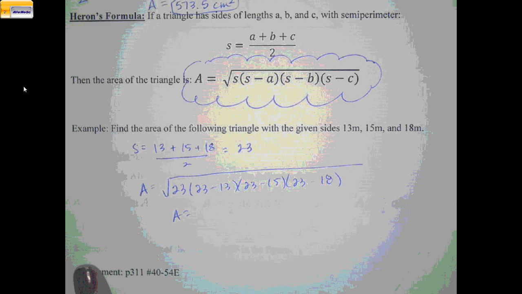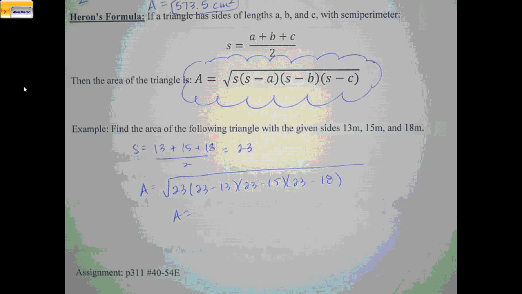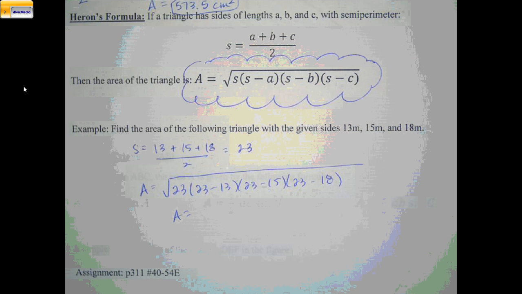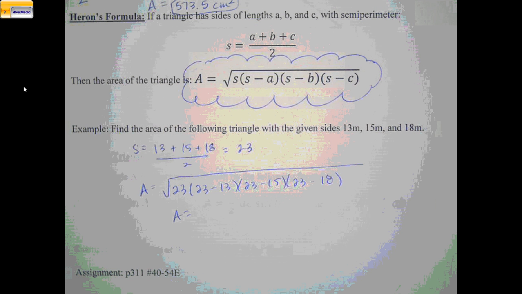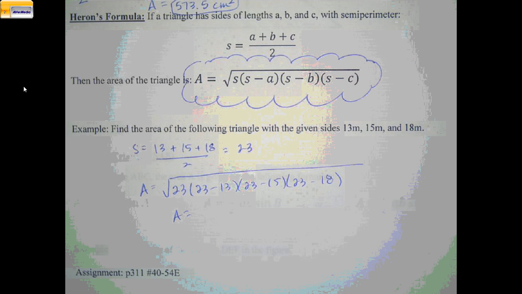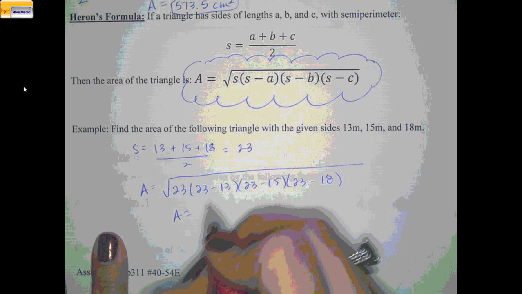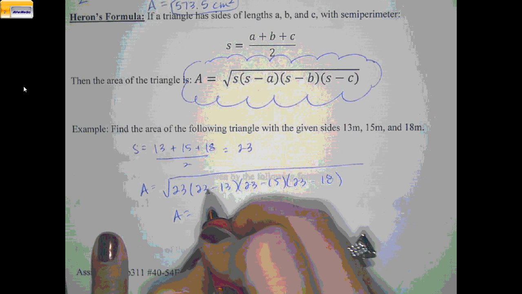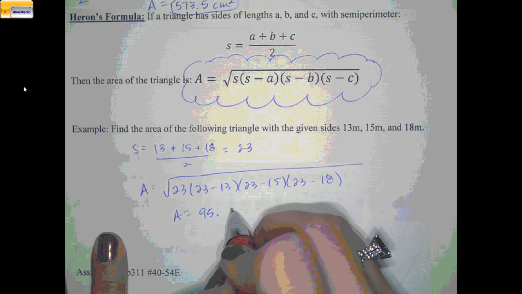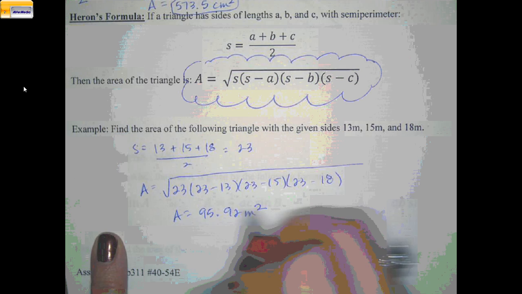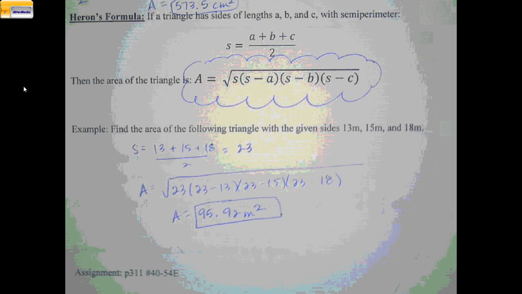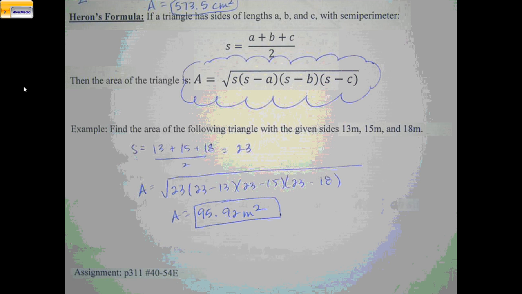At the very least, write what you type in your calculator, and then we'll call it good. You guys get 95.916 meters squared. Questions?